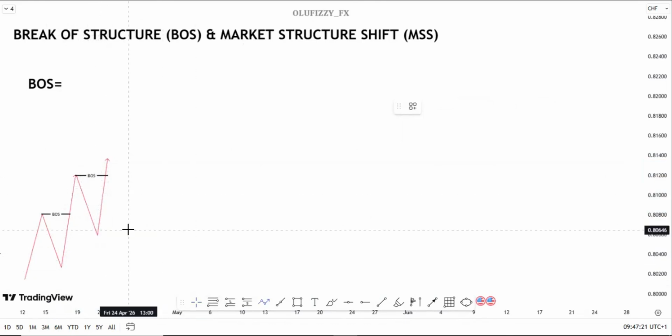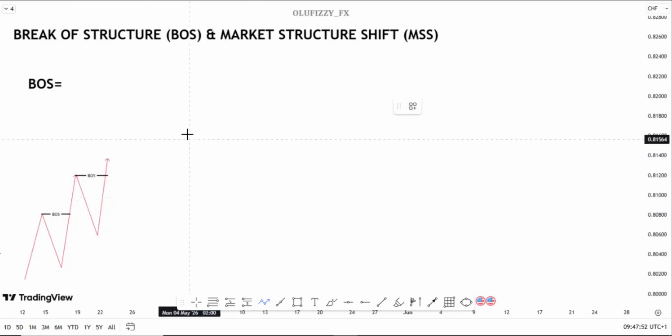The key point you should know about this bullish break of structure is that anytime price is breaking structure to the bullish side like this, breaking new highs, that means the buyers are in control. That is what is significant. The buyers are in control at that particular time.